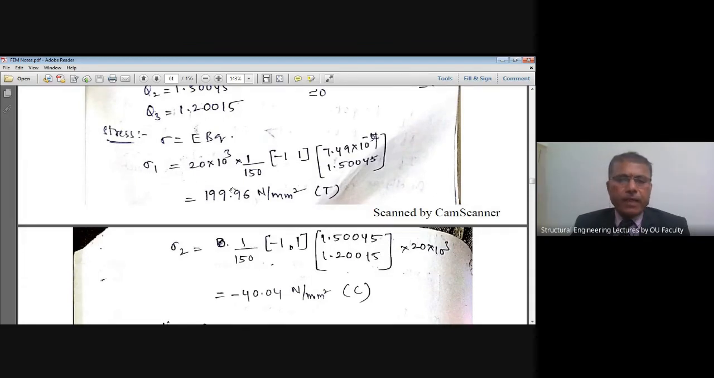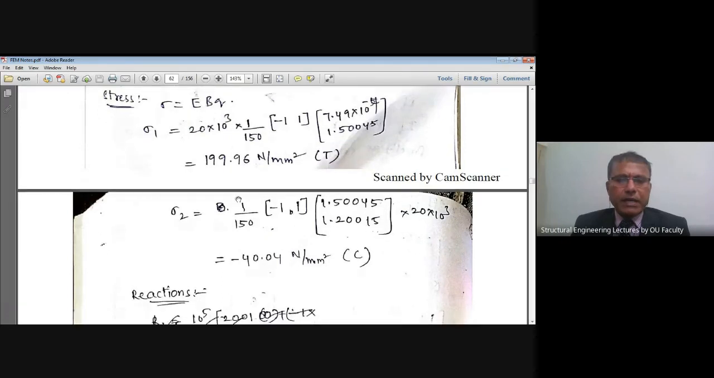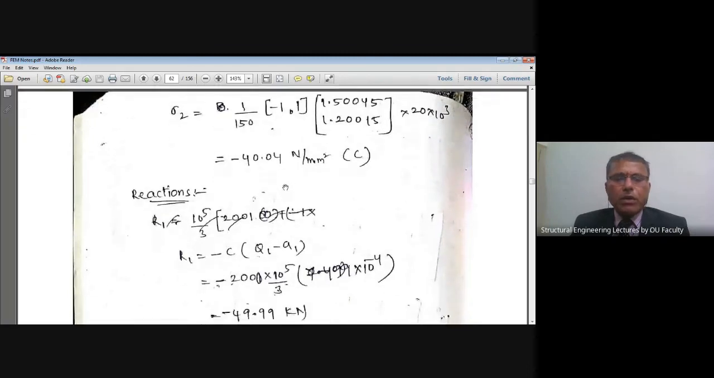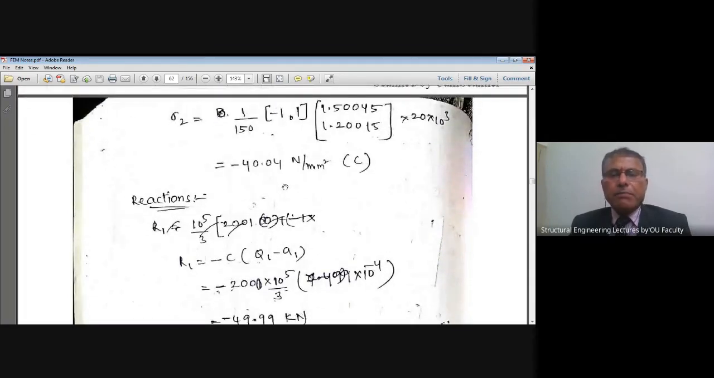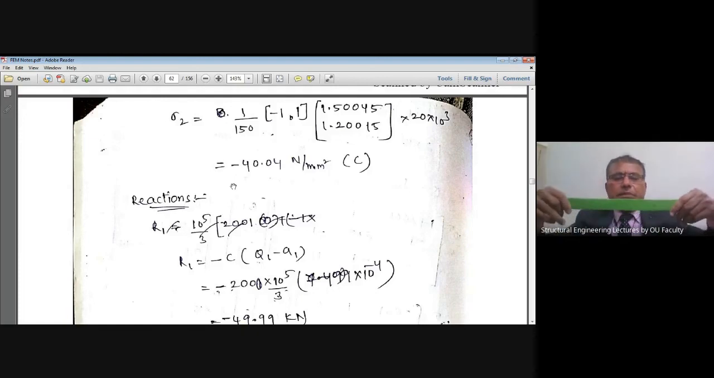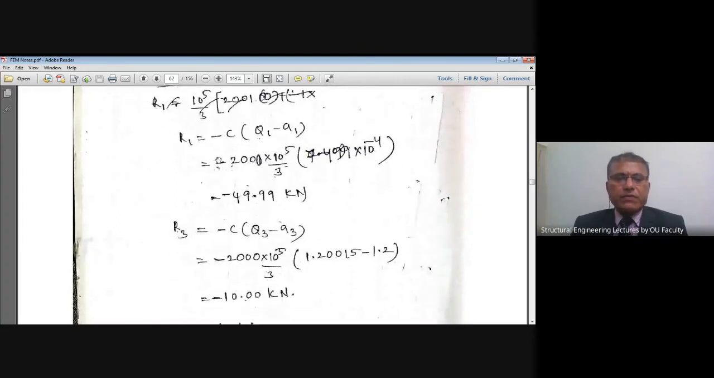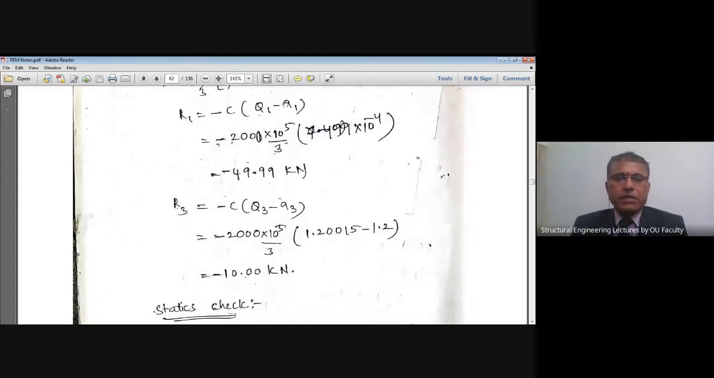Plus indicates tension. Therefore, similarly doing the same for the second element, I'll get a compression force of minus 40 MPa, because sigma is equal to EBQ. Q is Q2, Q3, right? Doing which I'll get minus 40.04 MPa. This minus indicates compression. Yes, obviously, once it encounters the rigid support, the second element is under compression, and the first element is under tension.